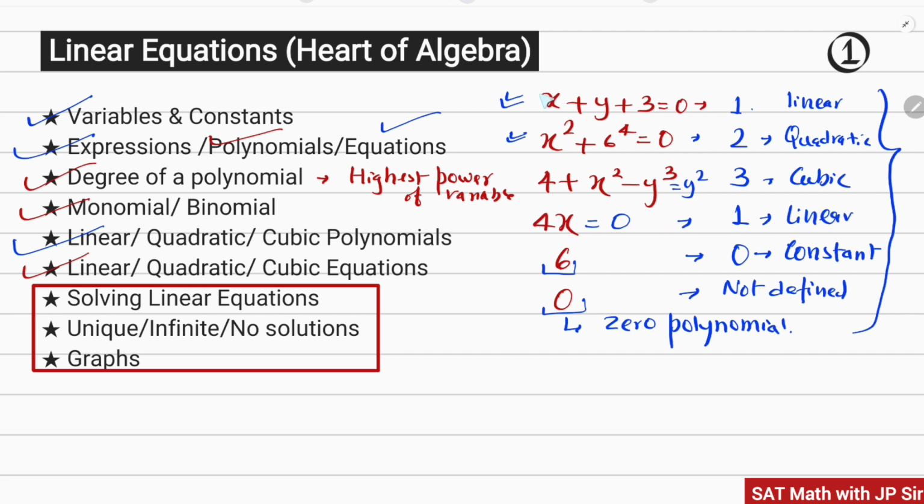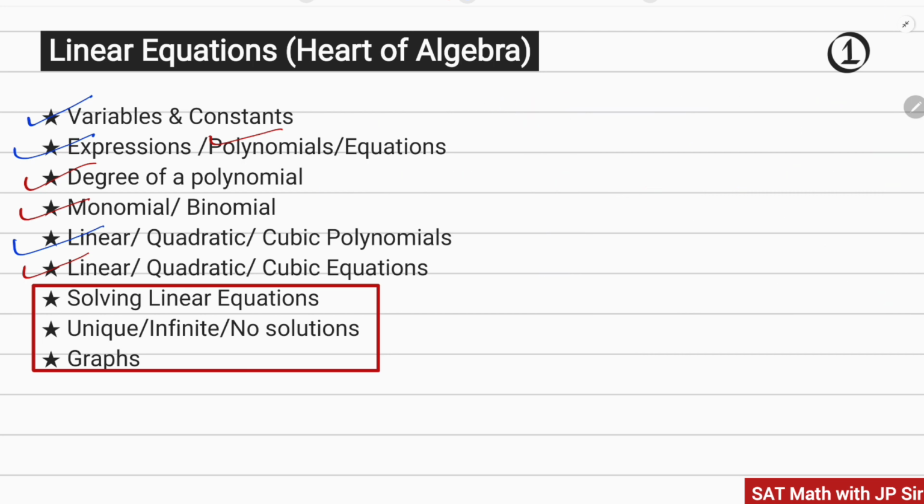So basically you have these things. You will not have a constant equation or something like that. Linear equation, quadratic equation, cubic equation. Have you understood? But our main focus here is on linear equations. So now we will discuss this linear equation in detail.